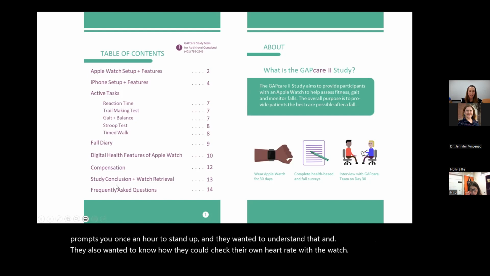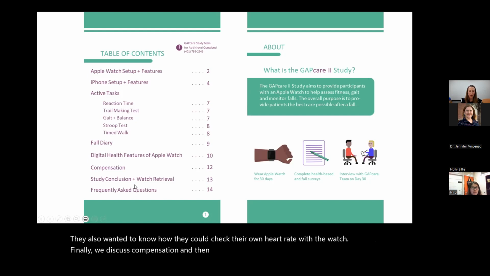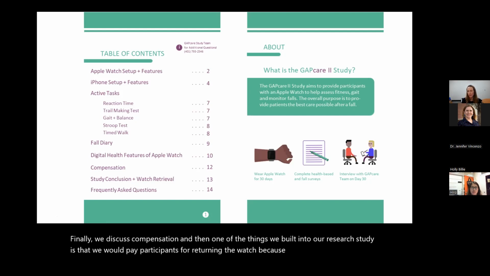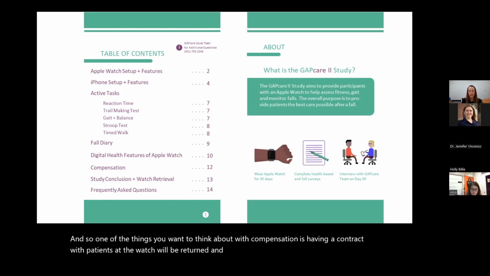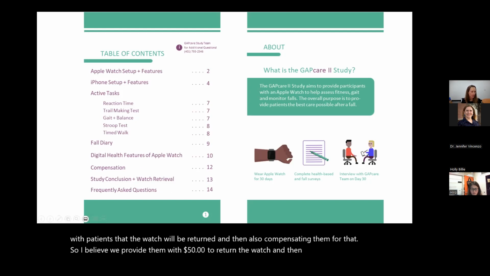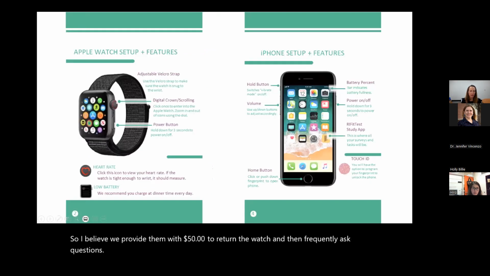Finally, we discussed compensation. And then one of the things we built into our research study is that we would pay participants for returning the watch because it is an expensive device. So one of the things you want to think about with compensation is having a contract with patients that the watch will be returned, and then also compensating them for that. So I believe we provide them with $50 to return the watch, and then frequently asked questions. So this is what this looked like.